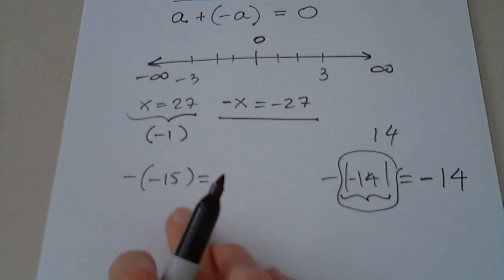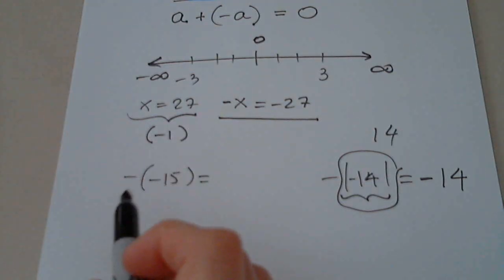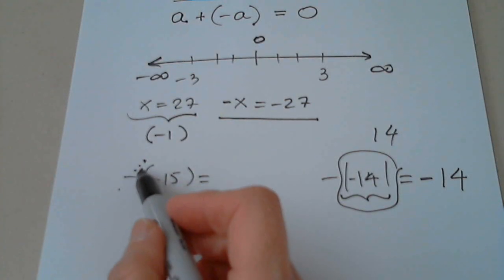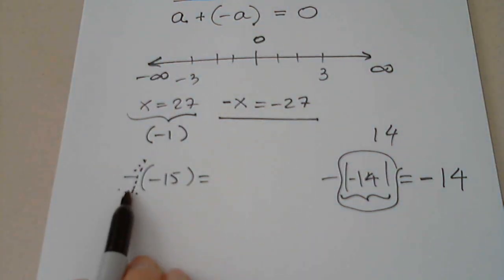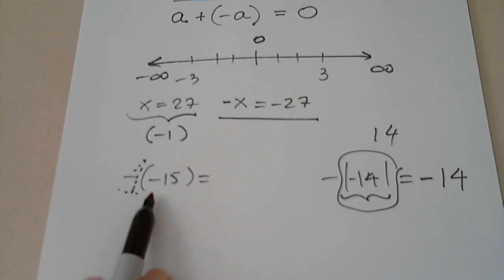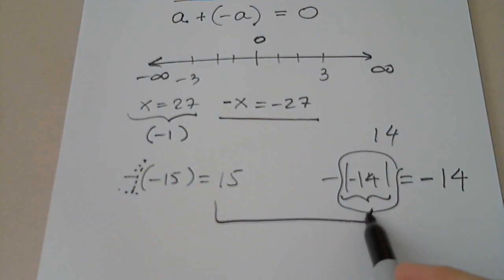This is a different story because this is a grouping symbol. And I will multiply -1. There is an invisible -1 in front. I will multiply two negative numbers, so therefore the answer is 15. See the difference between these two? Why? Because this is not a grouping symbol, and it cannot be treated like one.